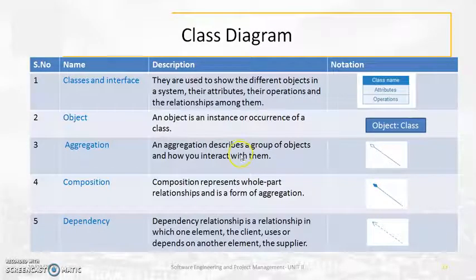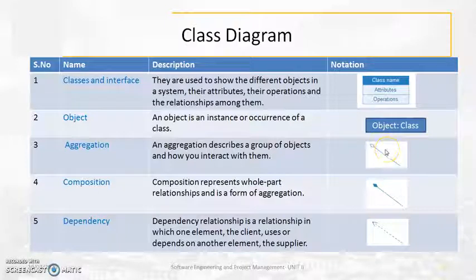These are the notations used to draw the class diagram. Classes and interfaces are shown as a rectangle with three different sections: name of the class, attributes and operations. They are used to show the different objects in a system, their attributes, their operations and the relationship with other classes. This is the notation used to represent an object, which is nothing but an instance of a class. Then the different types of relationship.